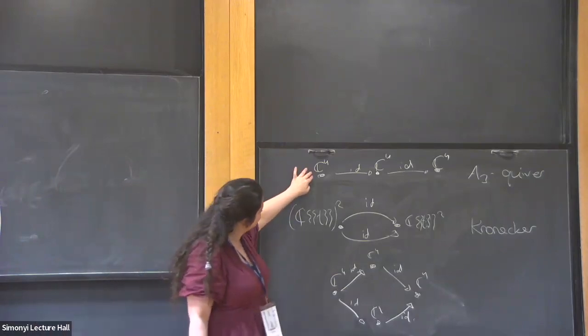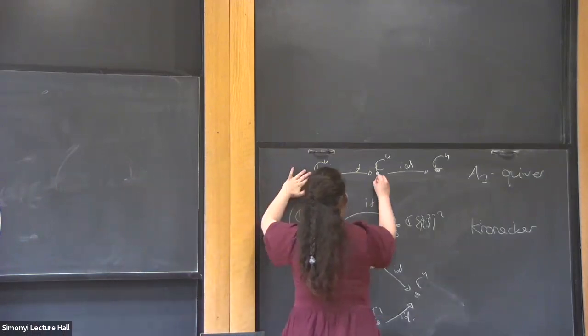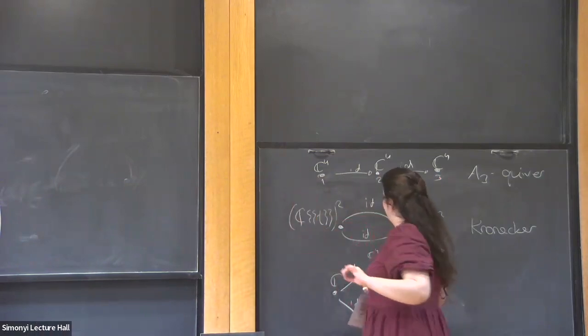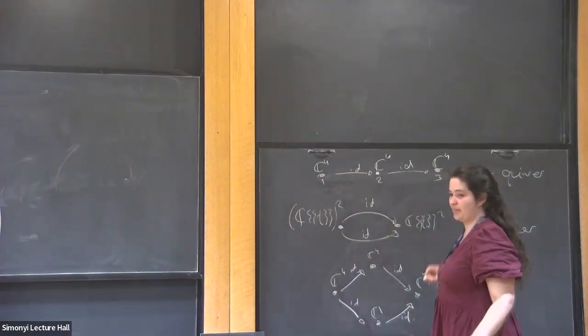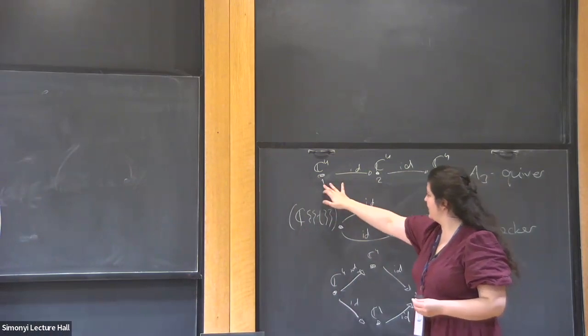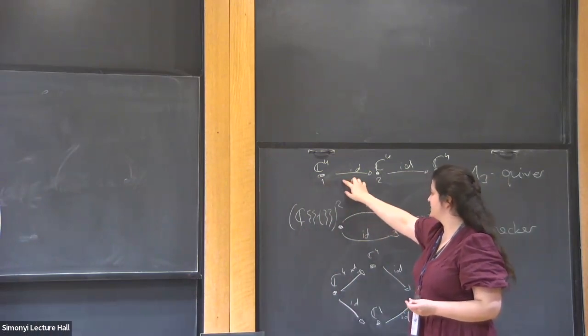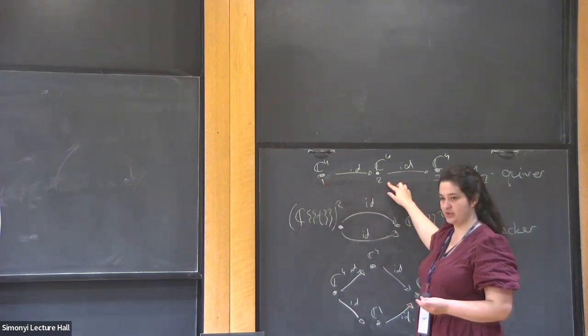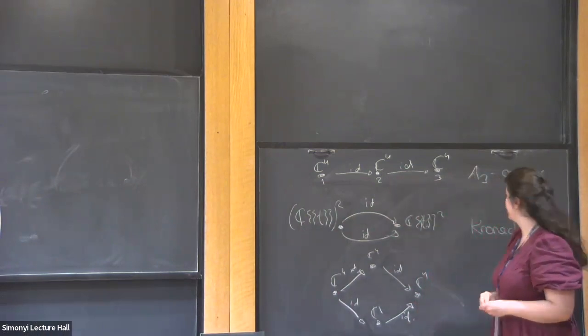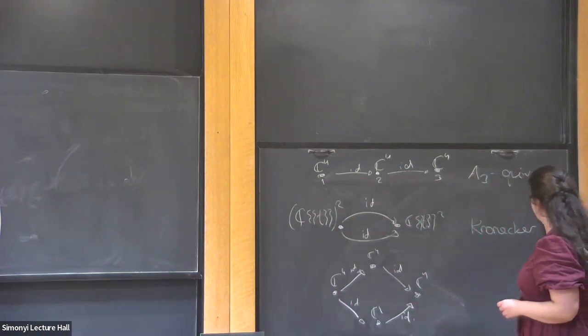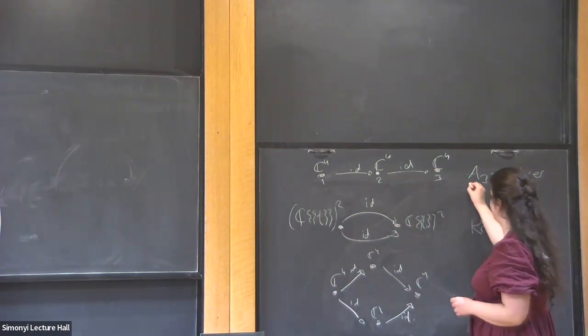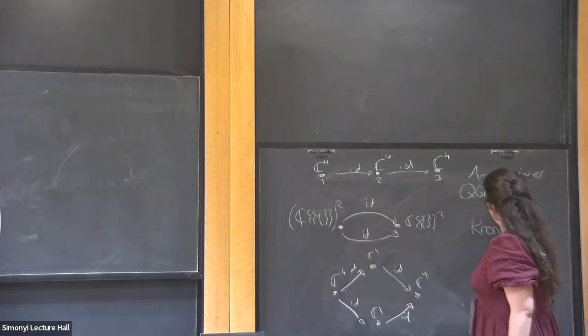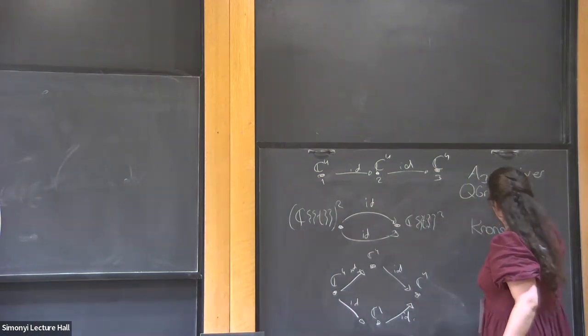So for instance, if we impose the dimension vector 1, 2, and 3 here, what this diagram tells you is that you have a space of dimension 1 that is contained inside of a space of dimension 2, that is contained inside of a space of dimension 3. So this quiver Grassmannian associated to this is just the flag variety.